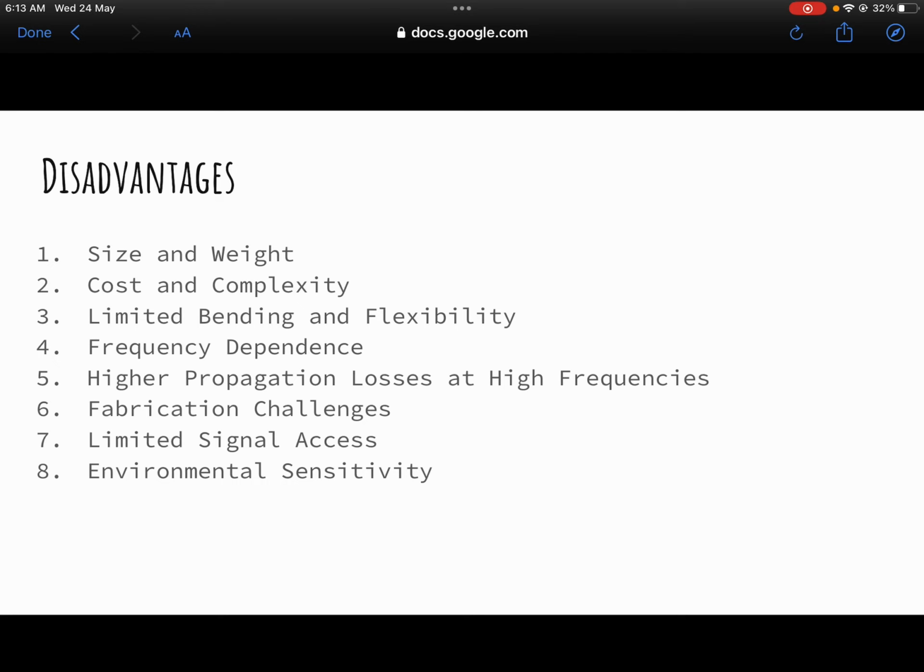Environmental sensitivity. Waveguides can be sensitive to environmental factors such as temperature, humidity, and mechanical stress. Changes in these conditions can affect the performance and stability of waveguide-based systems, requiring careful design considerations and protective measures.